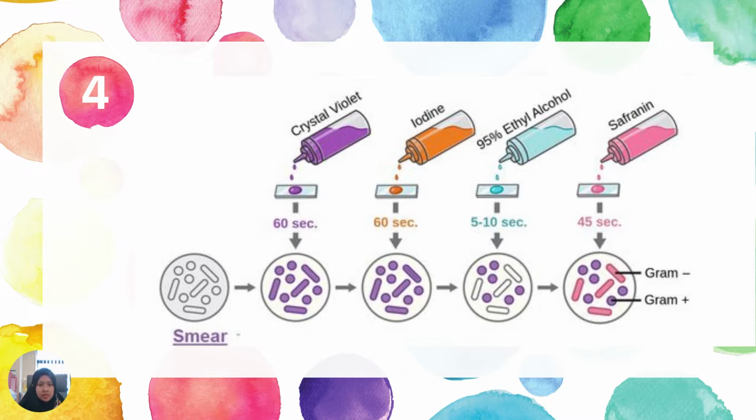Then the decolorization step. Usually for the decolorization step, we will use ethyl alcohol, or we can use acetone or any alcohol. At this point, we can see differences in the color: the gram positive will remain purple, and the gram negative will be decolorized. The next one, when we stain with the safranin, which has the color of reddish pink, the gram negative will take up the color of the safranin, and from that we know that those are the gram negative. We will do this step in next week's lab.